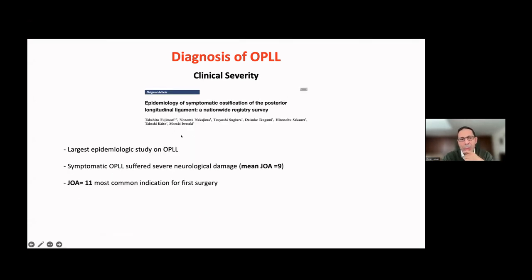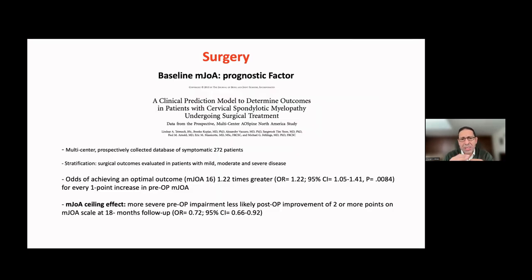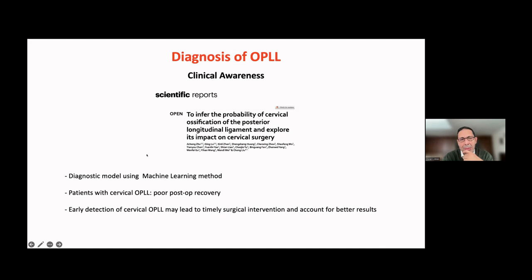This epidemiological study, which is the largest one done, showed that in symptomatic OPLL, the mean JOA was 9, which is already quite severe, and the most common indication for surgery was a JOA of 11. And this is too late, as you see here from Michael Fehlings' group. An mJOA less than 15 is a clear indication for surgical intervention, but you have to diagnose it before, because the chances of a good outcome relate to the pre-op mJOA. Using a diagnostic model built with machine learning methods, patients with cervical OPLL had poor postoperative recovery. So they worked on finding ways to detect cervical OPLL early, to program surgery in time and have better results.